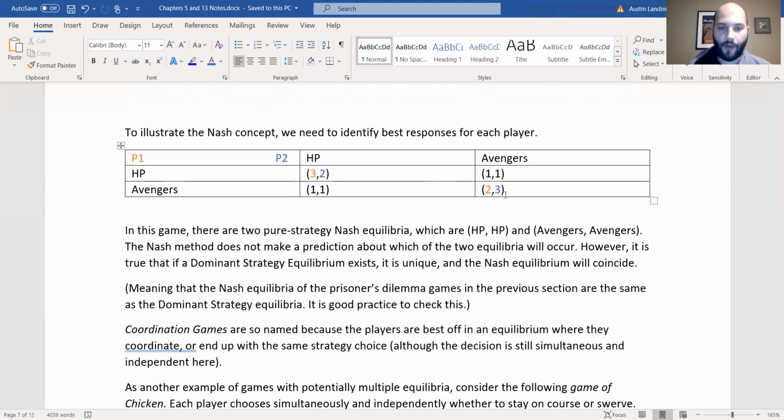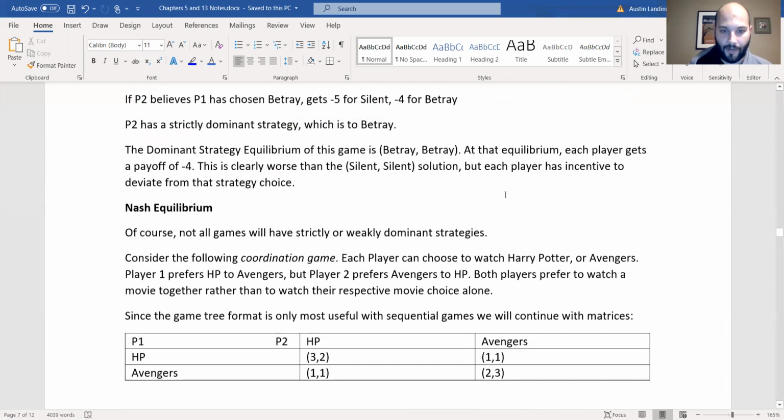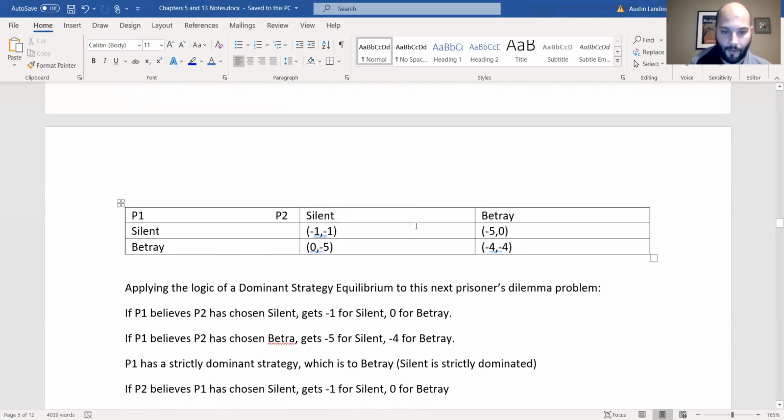It is true, however, that if a strictly dominant strategy equilibrium exists, or if a dominant strategy equilibrium exists, it's unique, and it's also the Nash equilibrium. So just quickly, let's go up here to one of these, right? So what would be the Nash equilibrium?